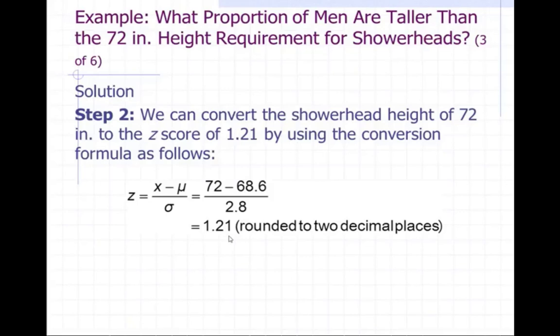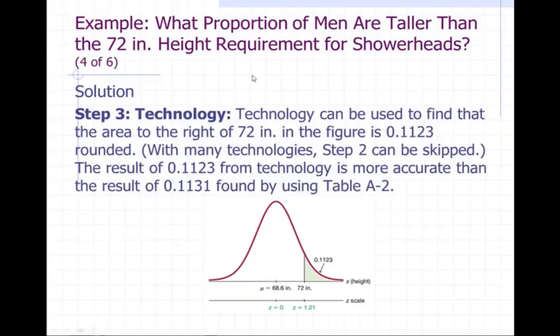Now what does that mean? That's 1.21 standard deviation units above the mean. So when we talk about z-scores, the z-score is how many standard deviation units a value is above the mean when it's positive, or below the mean when it's negative. Okay, so next we're going to find that area, and they're going to tell us that the answer is 0.1123.